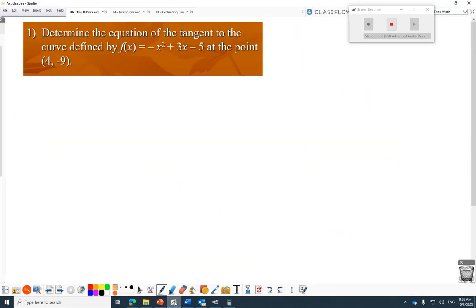Oh, we jump right into the deep end. We don't even wait around. We jump into some crazy example right off the hop. Okay? Determine the equation of the tangent to the curve. The equation of the tangent.